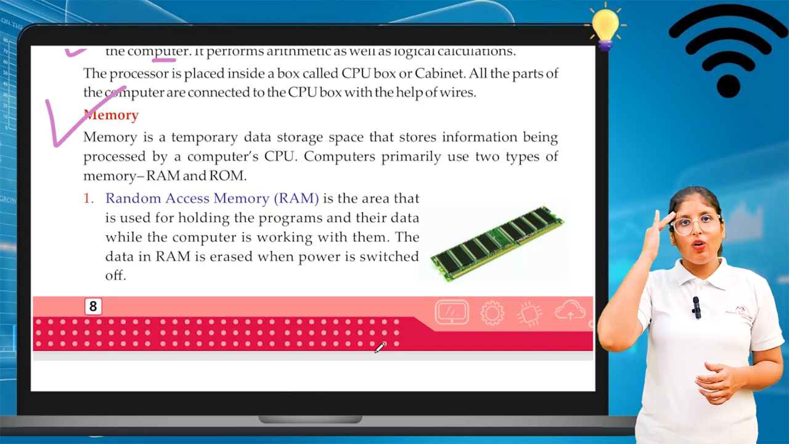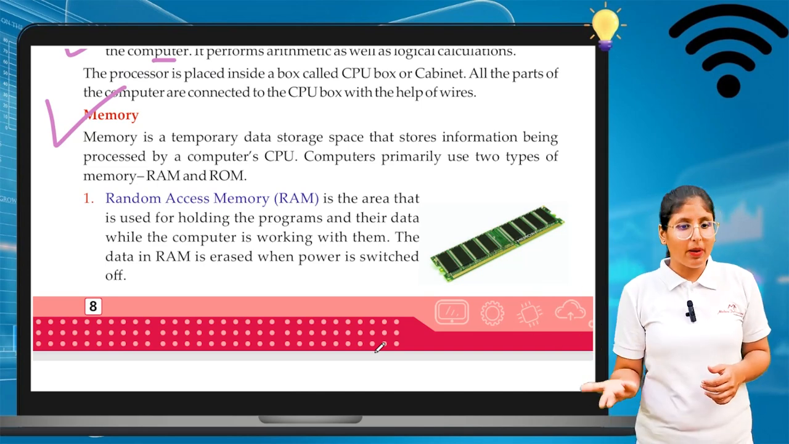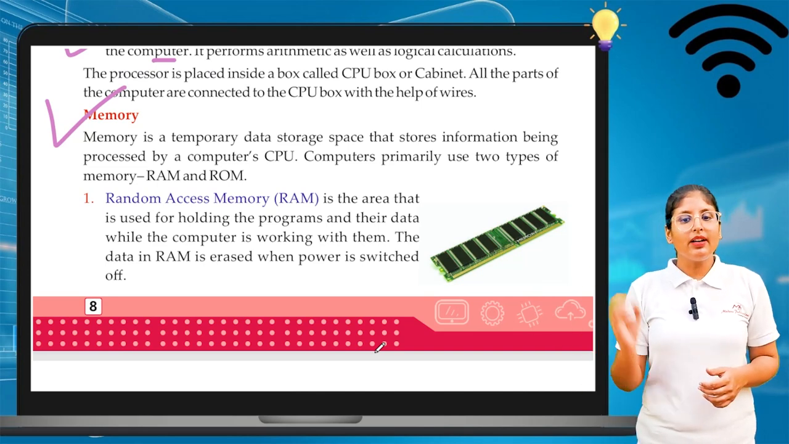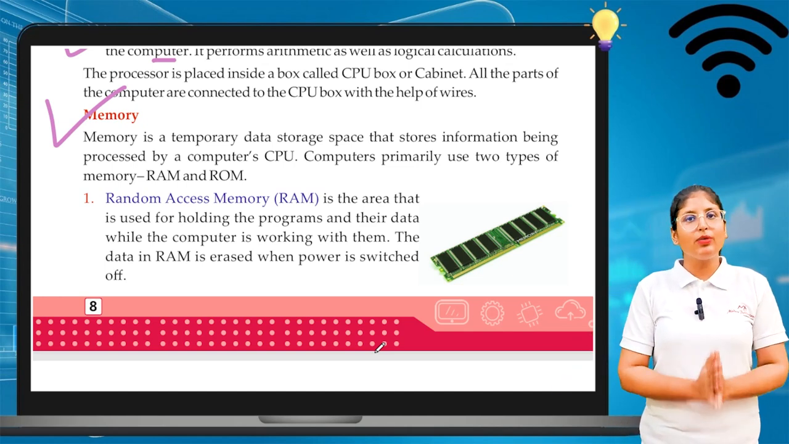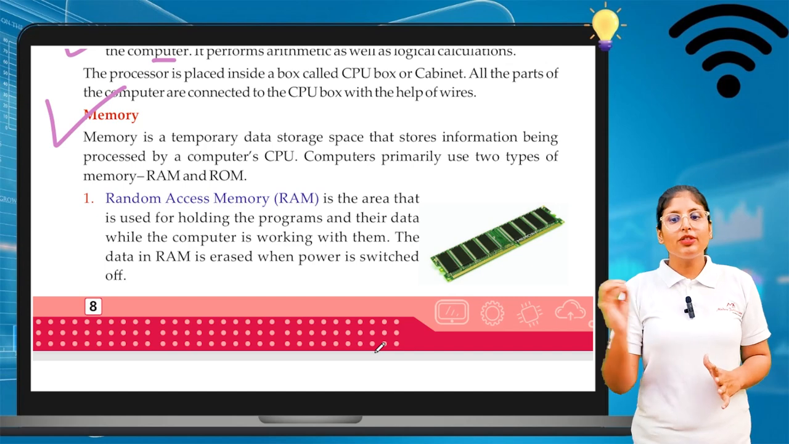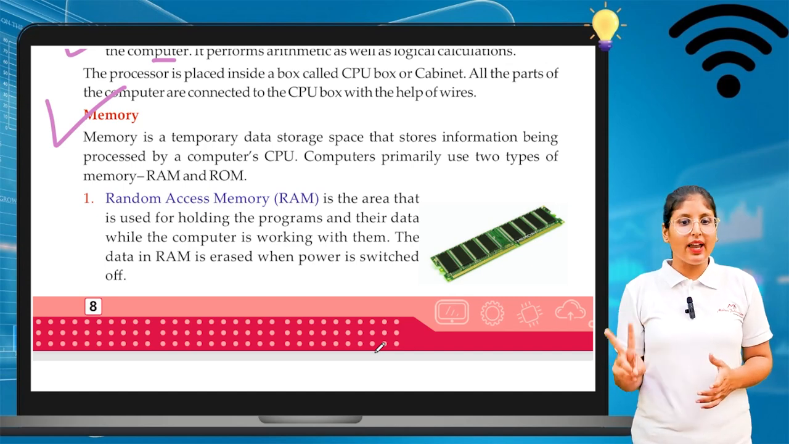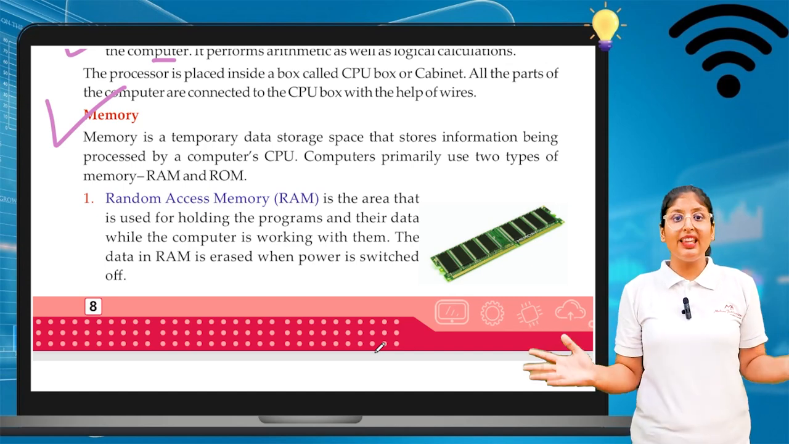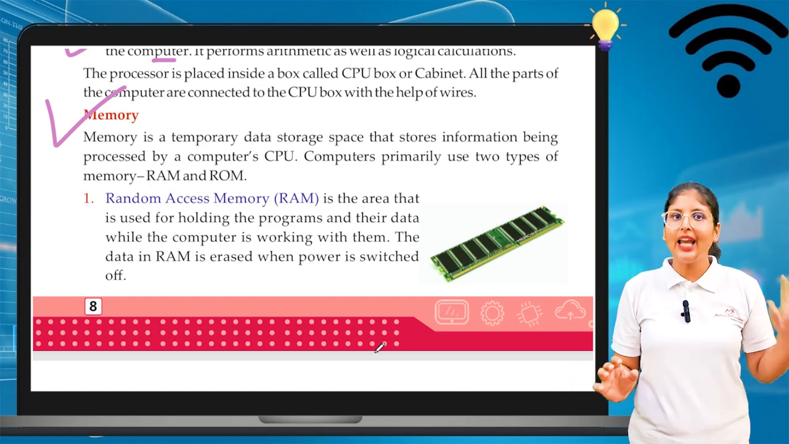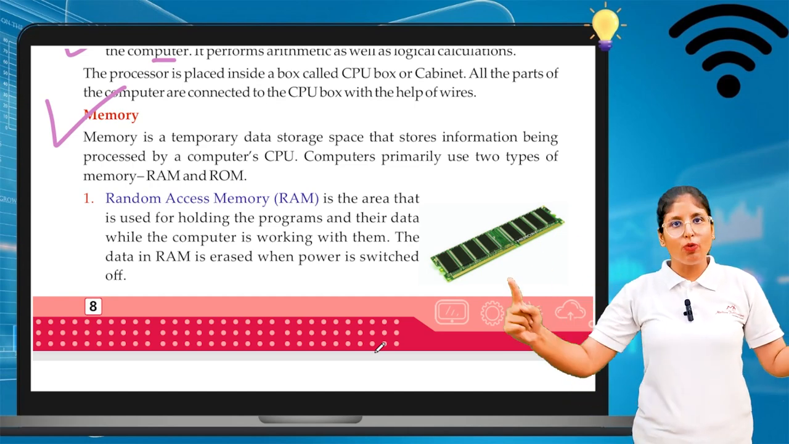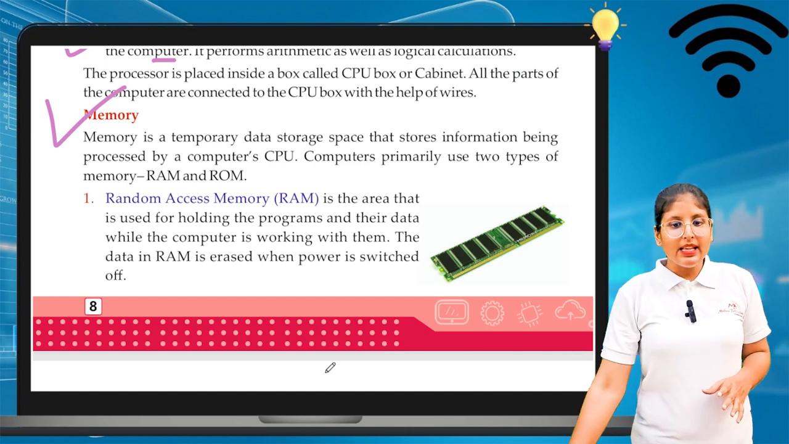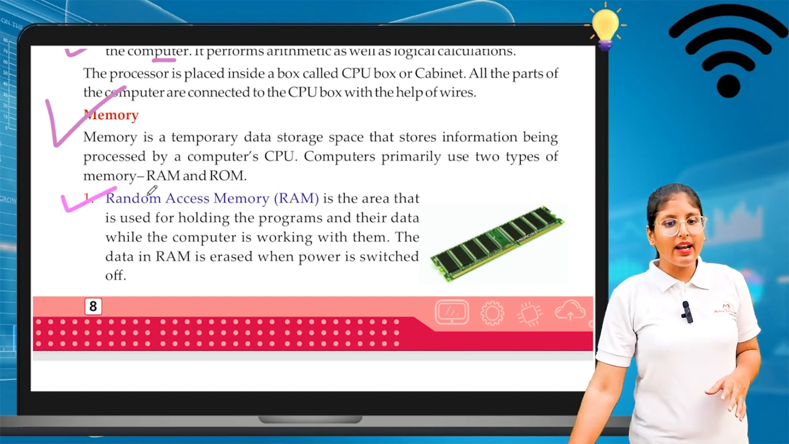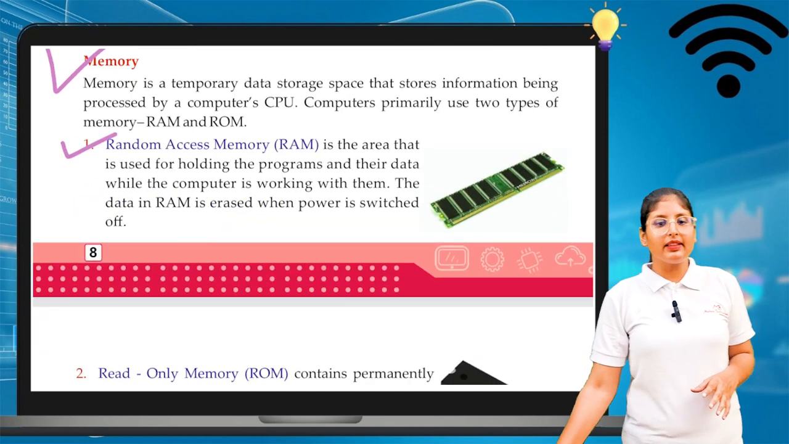Like your brain has memory, a computer also has memory. Memory is a temporary data storage space that stores information being processed by the computer's CPU. Computers primarily use two types of memory, that is RAM and ROM. Let's see one by one what these are all about. Starting with RAM, random access memory.